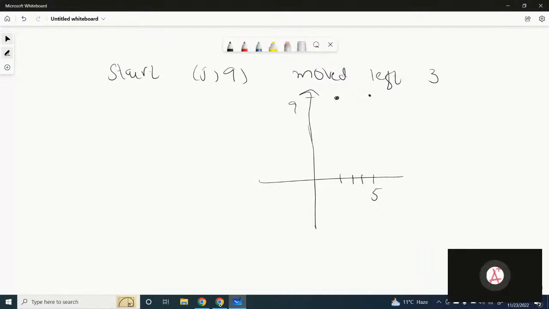Got it? You can just look at the coordinates of the new one. Here you have 2 and 9. So the new coordinates are 2 and 9. That means you have to subtract 3 from the x value. So 5 subtract 3 is 2. So the new coordinates are 2 and 9.